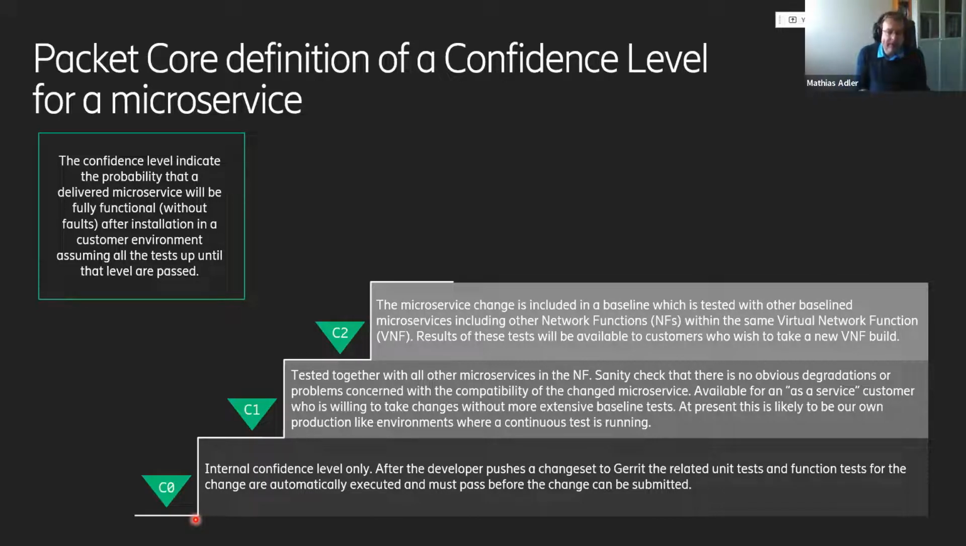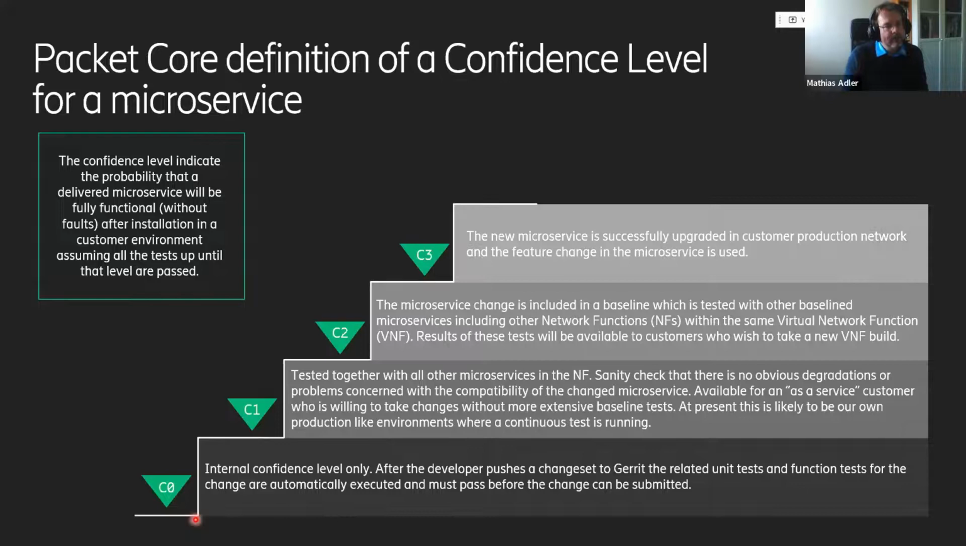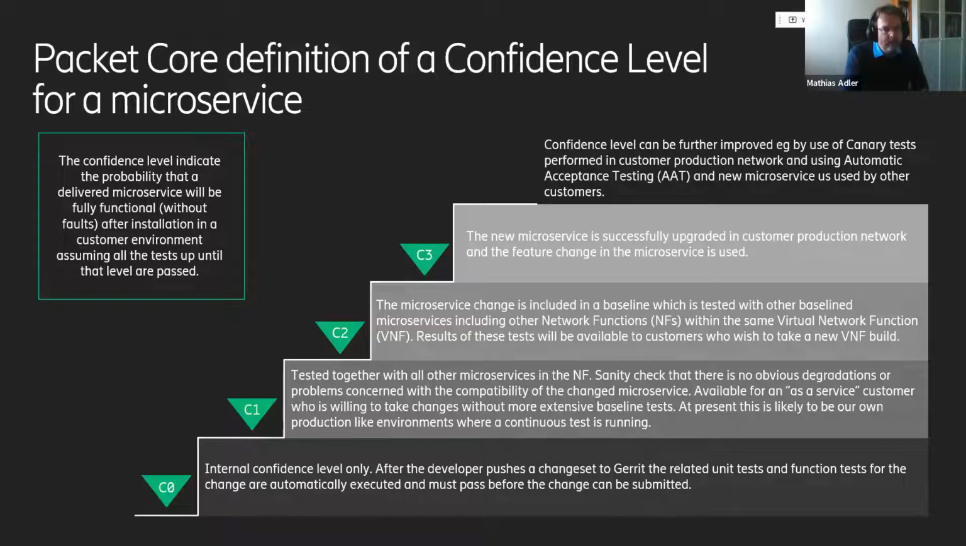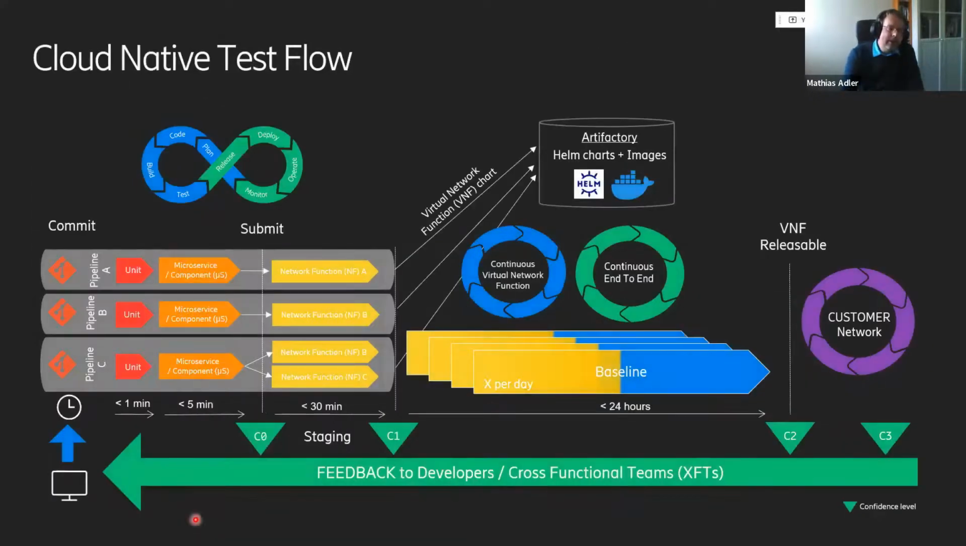And this new version of the complete product, with this new microservice, is getting tested in C2. So when all of the tests that we have defined for C2 are okay, then we can release it. And the final step is what we call C3, that is the end verification at the customer site. Then we have gone through the complete flow. So, short about our cloud native test flow then.